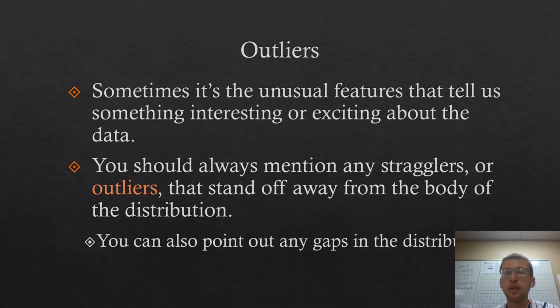So after shape, in SOX, we want to talk about O, which stands for outliers. Most of us have heard of what an outlier is in the past, but you should always mention any stragglers or outliers that are far away from the majority of your data in a distribution. Another way to acknowledge outliers is that you can just point out gaps. So if most of your data is around an 80%, but one person got a 10%, you could just acknowledge that gap in your graph, or you could actually point out that specific outlier.